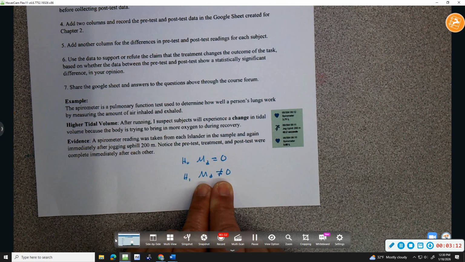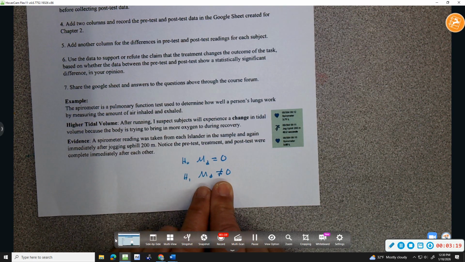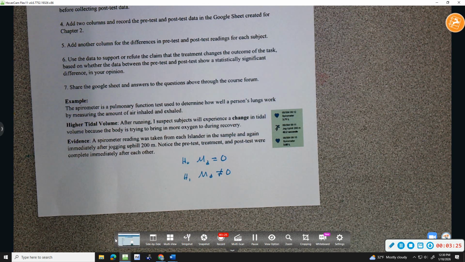So what you're going to do once you get the data is put it into the Google Doc that you've already started. You already have all these people, subjects in a Google Doc. You're going to put their pre, their post, and the difference between those. Please reach out if you have questions or concerns.